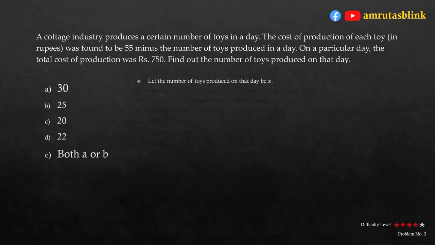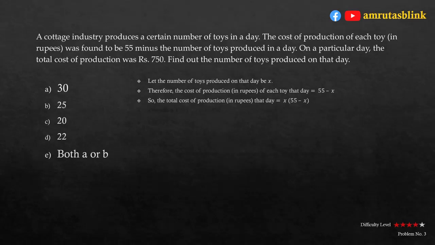Now what is asked in the question? Find out number of toys produced on that particular day. So we will assume that number of toys produced on that particular day is equal to X. Now it is given that a cottage industry produces certain number of toys in a day, that is, let's say X. The cost of production of each toy was found to be 55 minus number of toys produced on that particular day. Hence, on that particular day, what must be the cost of production of each toy? That is 55 minus X.